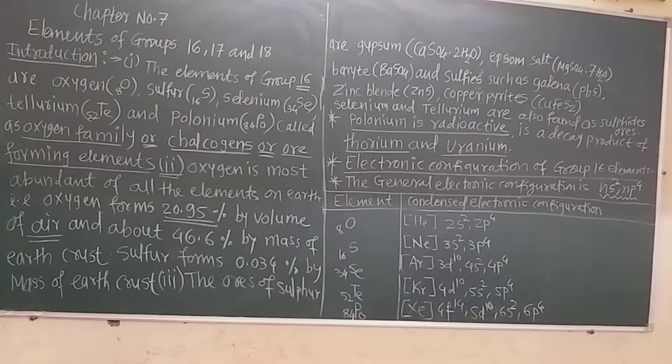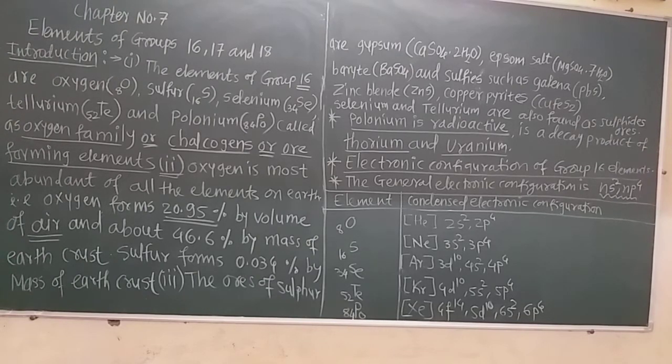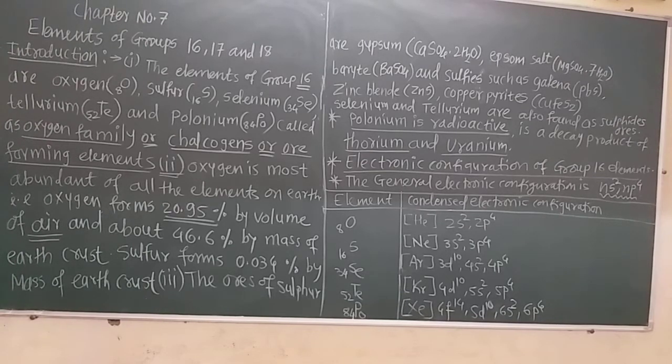The ores of sulfur are gypsum and epsom. Gypsum means calcium sulfate with 2 molecules of water of crystallization, remember that. And epsom means magnesium sulfate with about 7 molecules of water of crystallization. And barytes is also an ore of sulfur, BaSO4.